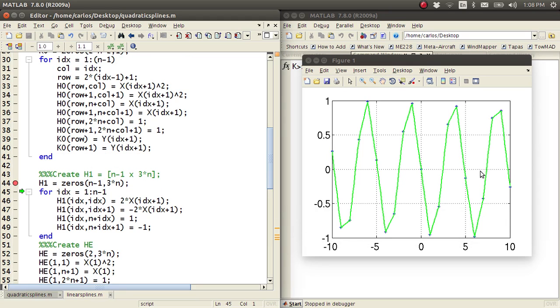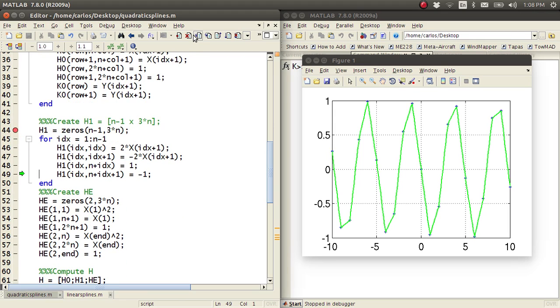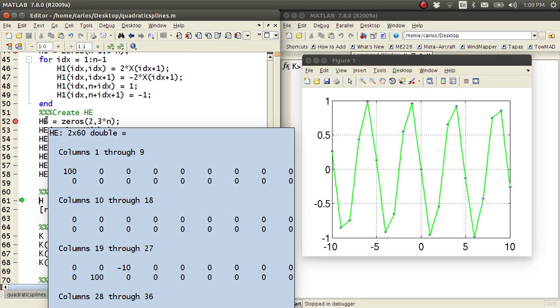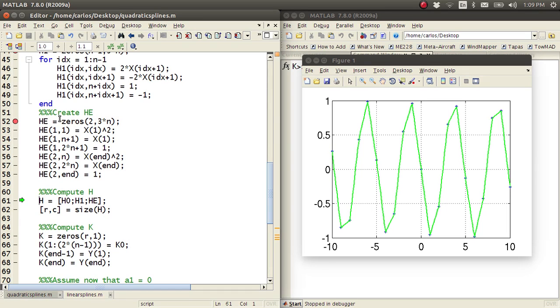So I essentially set each interior first derivative equal to each other, and that gives me an extra 19 equations. The final piece is the final condition, that the spline must pass through this point, and it must pass through this point. And so that gives me two extra equations. So when I create this matrix, I have H_E is a 2 by 60. So again, I get two extra equations here.